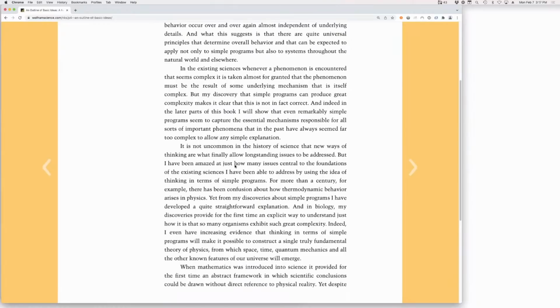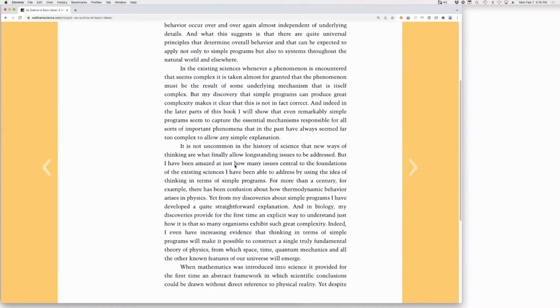It's not uncommon in the history of science that new ways of thinking are what finally allow long-standing issues to be addressed. But I've been amazed at just how many issues central to the foundations of the existing sciences I've been able to address by using the idea of thinking in terms of simple programs. For more than a century, for example, there's been a confusion about how thermodynamic behavior arises in physics. Yet from my discoveries about simple programs, I've developed a quite straightforward explanation. And in biology, my discoveries provide for the first time an explicit way to understand just how it is that so many organisms exhibit such great complexity.